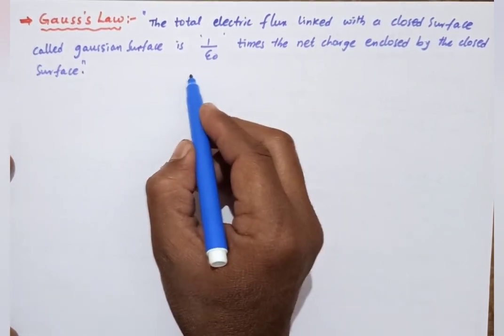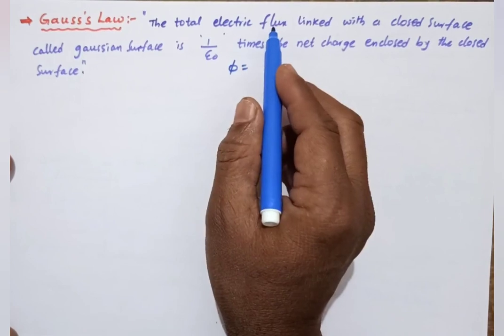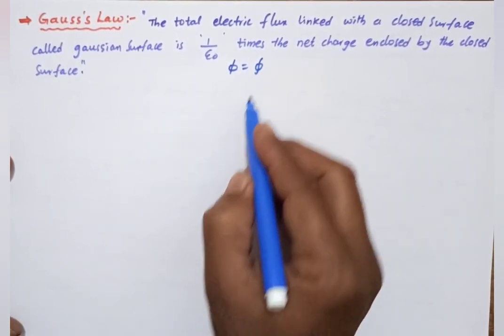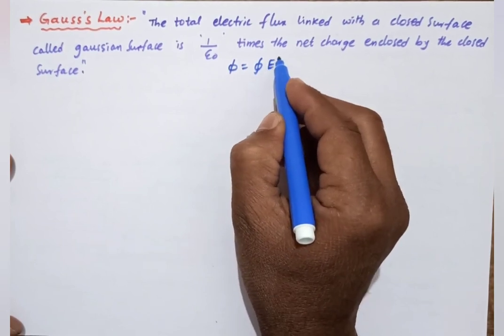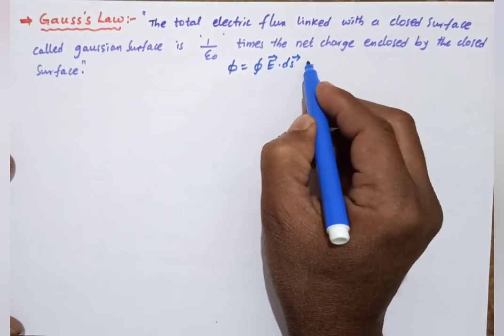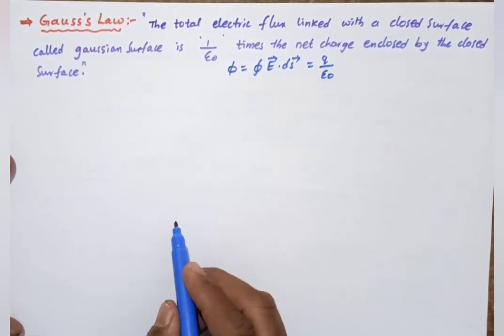It is also written as phi, the total electric flux, equals the surface integral of E bar dot dS bar equals q by epsilon naught.